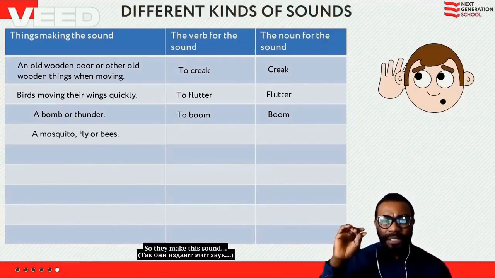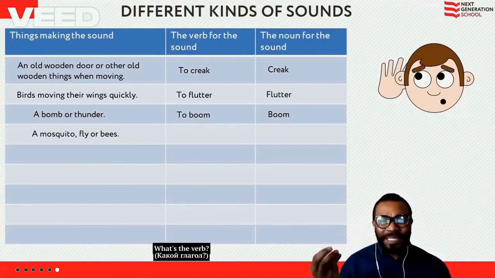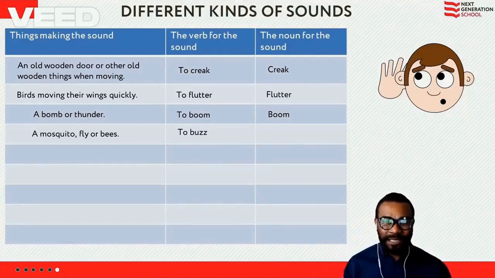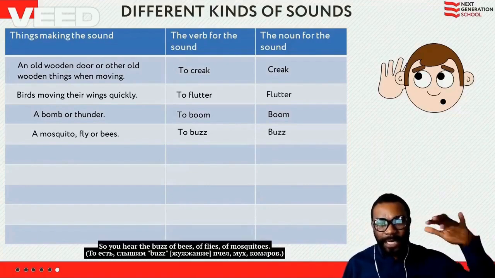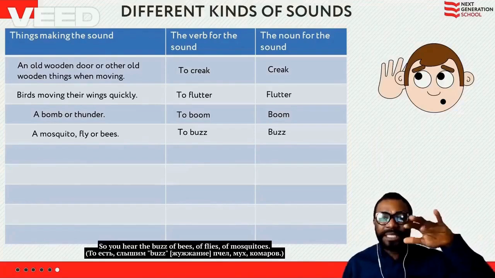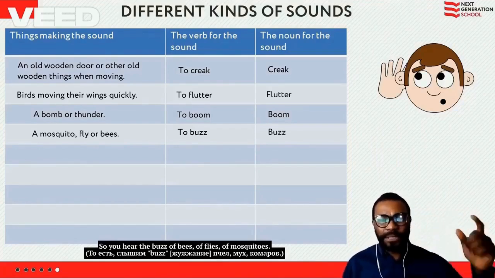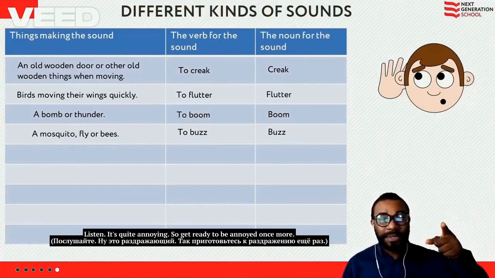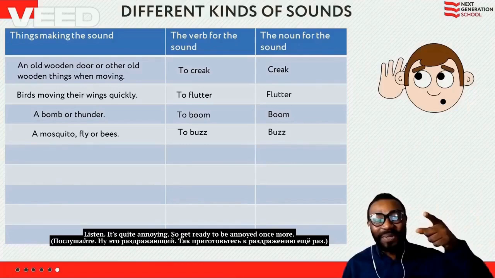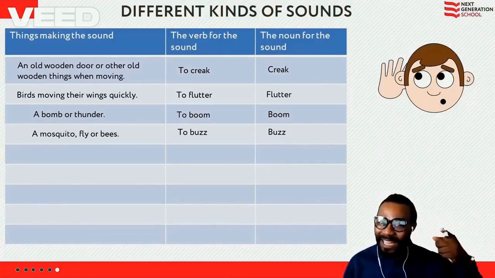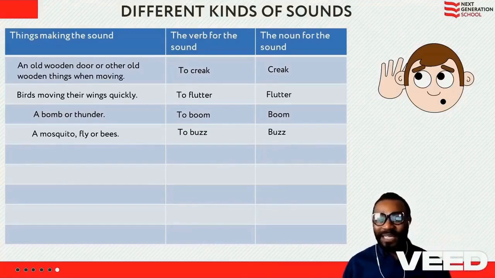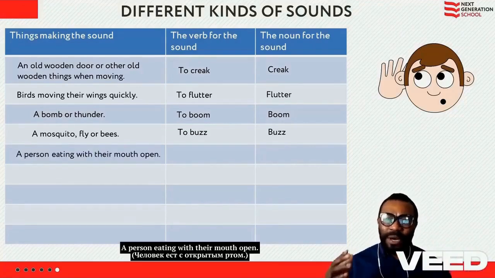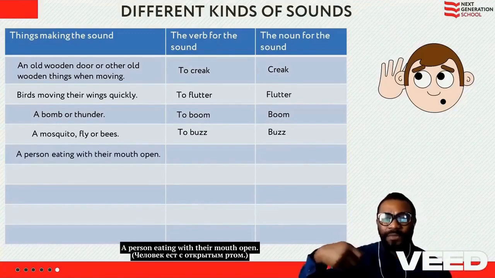So they make this sound. What's the verb? It's to buzz. So the sound is buzz. So you hear the buzz of bees, of flies, of mosquitoes. Listen, it's quite annoying, so get ready to be annoyed once more. That's buzz. Next one, a person eating with the mouth open.